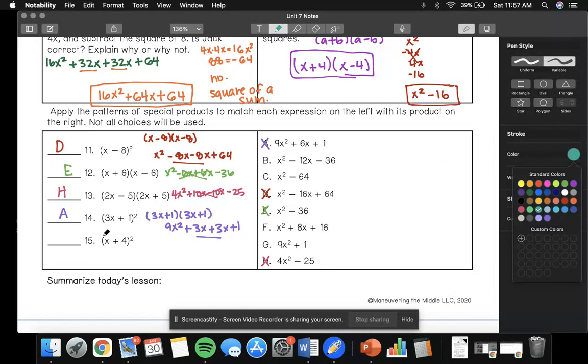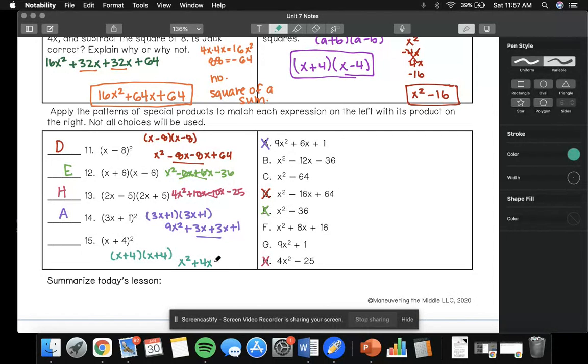All right, and then finally, x plus 4 times x plus 4, x times x, x times 4, 4 times x, and 4 times 4. That would combine to 8x. So F looks like that is the correct answer.